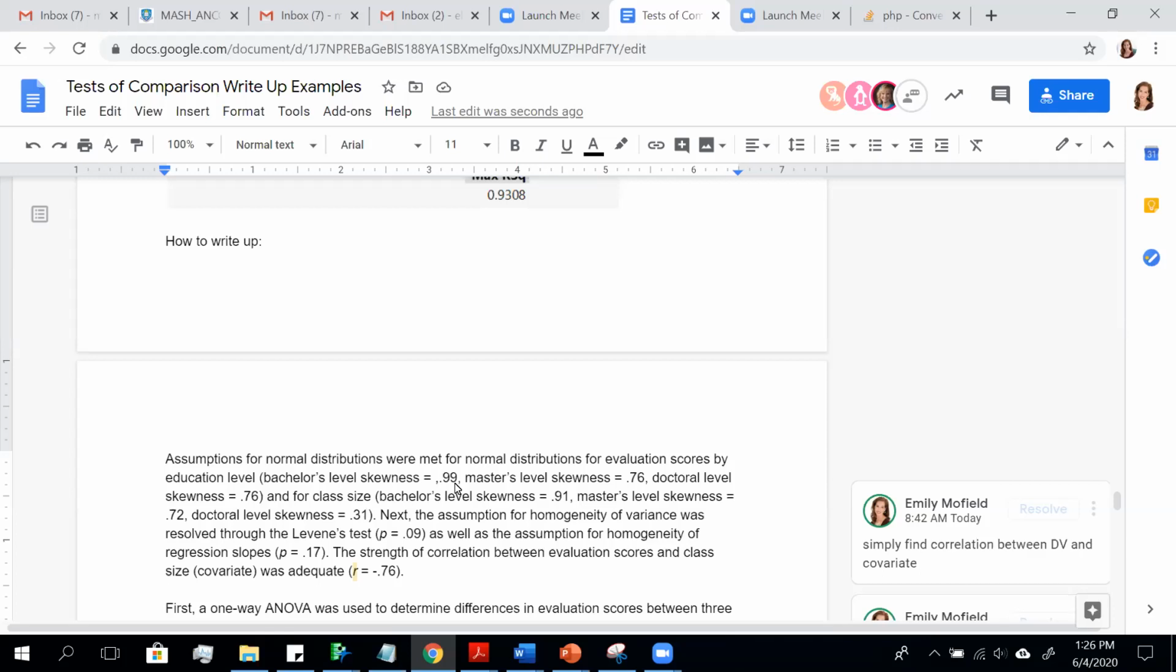However, I do think if you're ever publishing, it's still a very good idea to write what the Levene's test was, the homogeneity of regression slopes, go on and report that p-value, and also show the correlation between the covariate and the dependent variable. I think that's important to note.